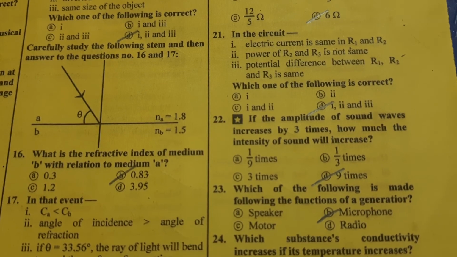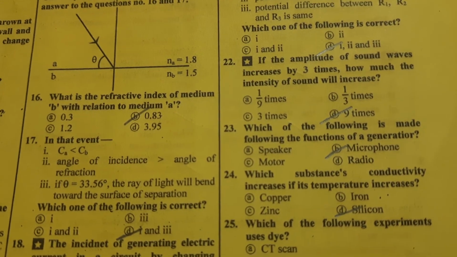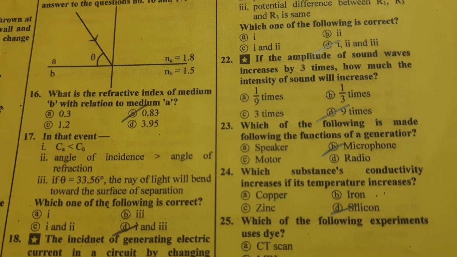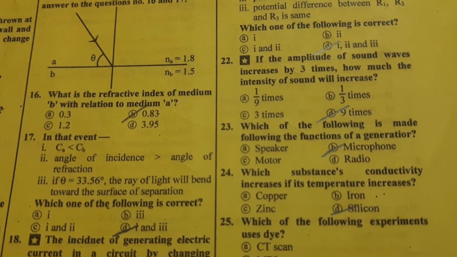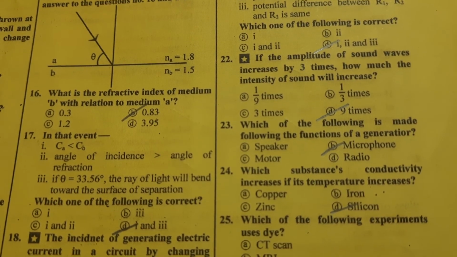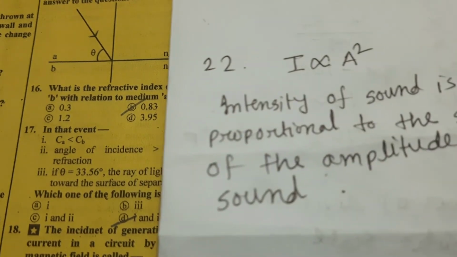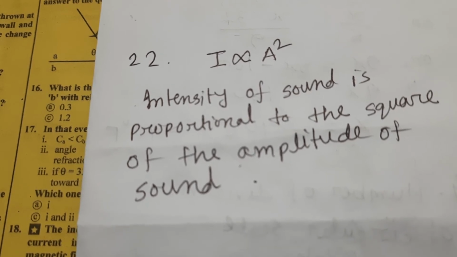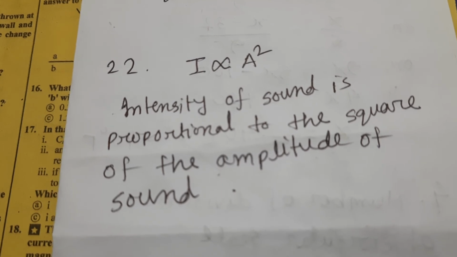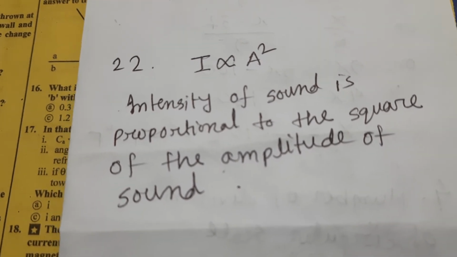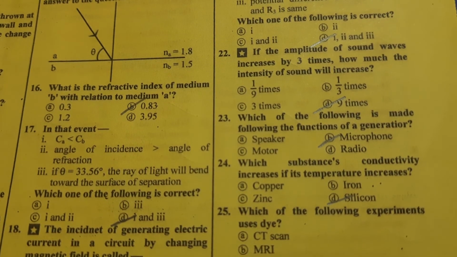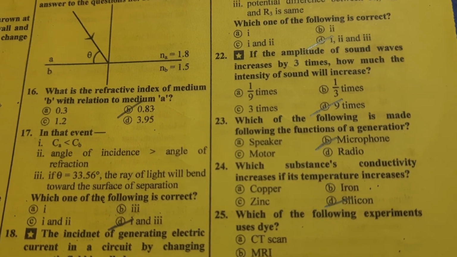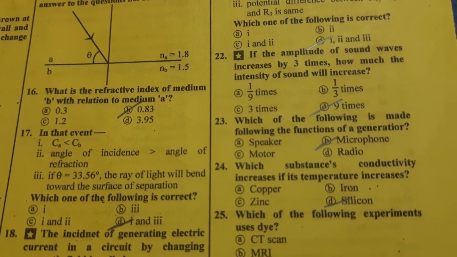Now question number 22. The question is, if the amplitude of a sound wave increases by 3 times, how much will the intensity of sound increase? Here we know that intensity of sound is directly proportional to the square of the amplitude of sound. So here the amplitude is 3 times, so our intensity will be 3 square, or 9 times. So the answer is option D, 9 times.